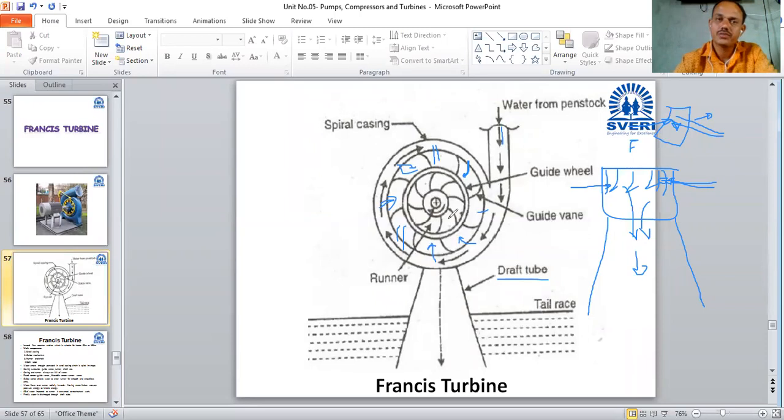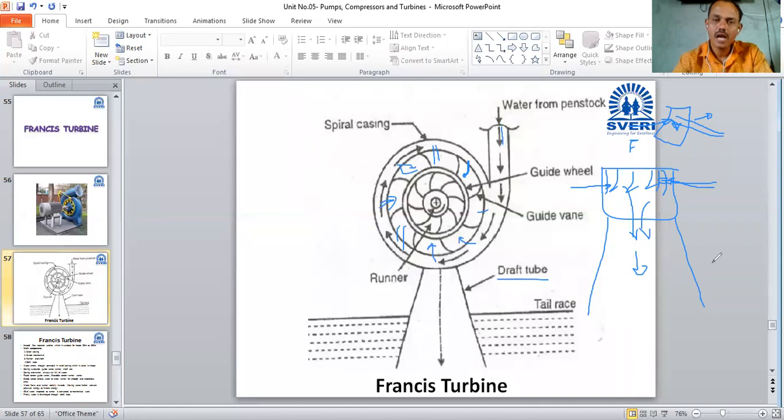But due to extraction of energy, the pressure of water decreases below atmospheric pressure. So to increase the pressure, we have to use this draft tube. If you observe the draft tube, the function of draft tube is to increase the pressure. If you observe the construction of draft tube, the area of draft tube goes on increasing. If the area goes on increasing, it means the pressure of water will go on increasing.